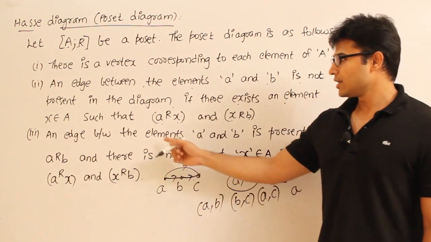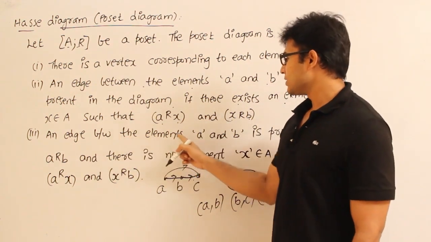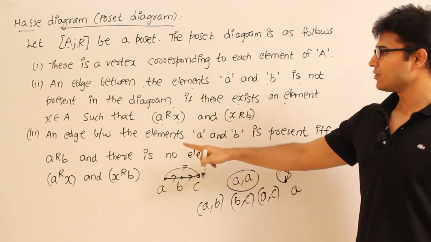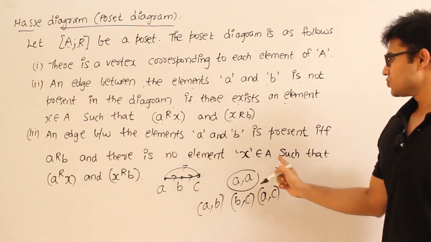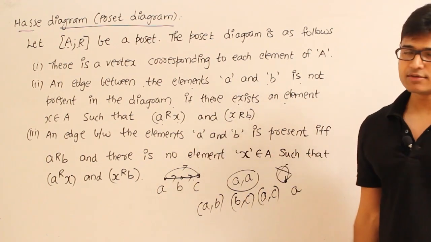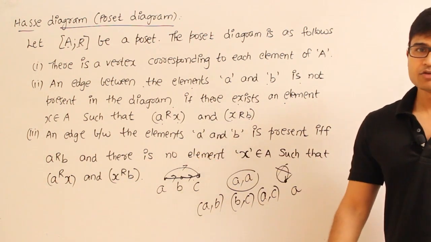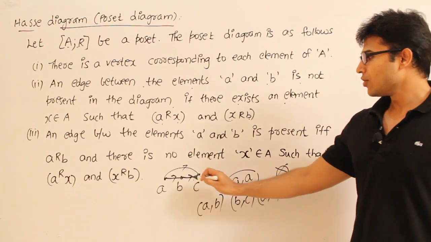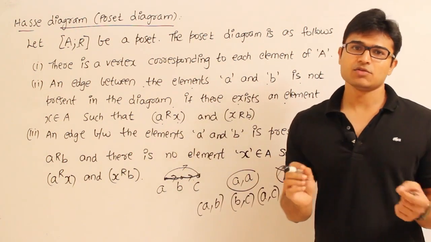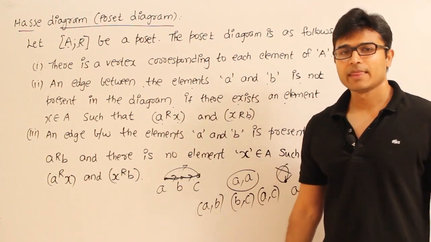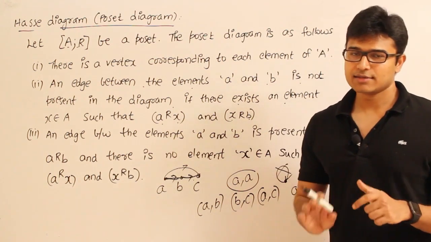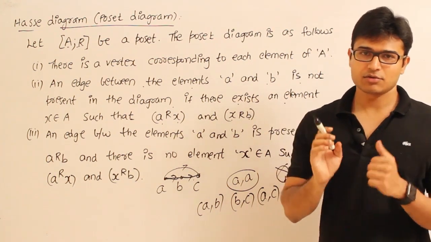The second point says that we are not going to represent any transitive relations. Got it? And the third point says, an edge between the elements A and B is present if A is related to B and there is no element X such that A is related to X via R and X is related to B. So it means that we are going to have an edge only when there is no transitive relation at all. Simply put, that brings it down to simple points.